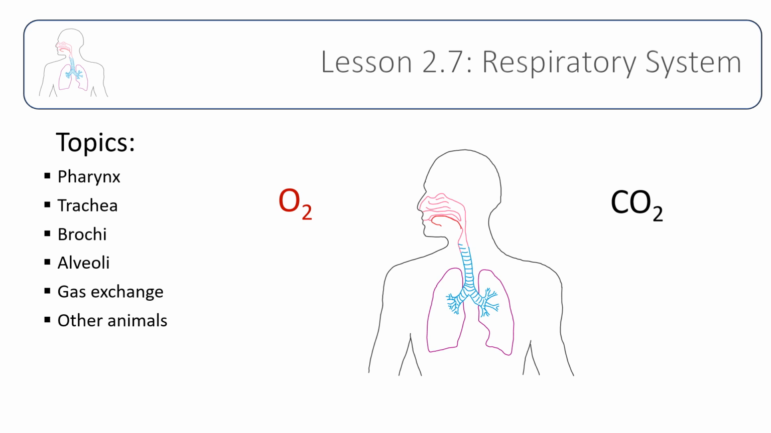Hello there. In this lesson, we're going to learn about the respiratory system. A respiratory system is the group of organs responsible for bringing in oxygen that all cells need and getting rid of carbon dioxide, which is a waste product. So there's a bunch of organs and features that go into making that possible in a human. So that's what we're going to focus on, and a little bit about other animals at the end.